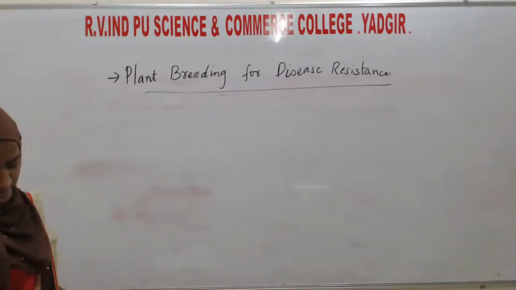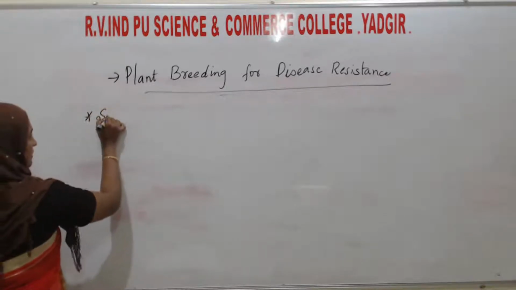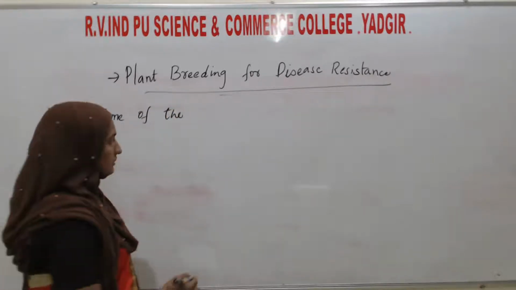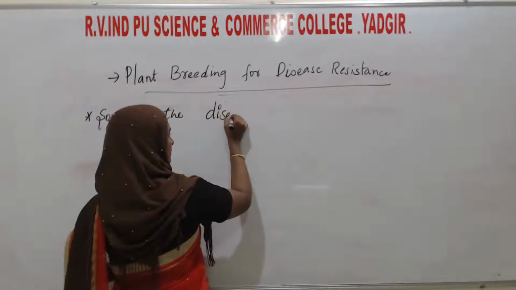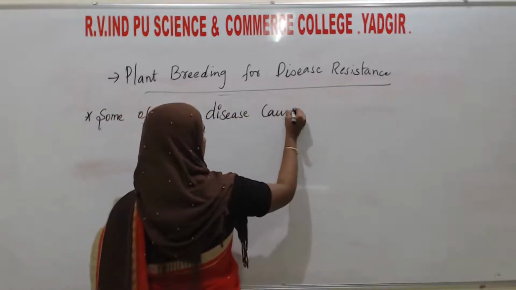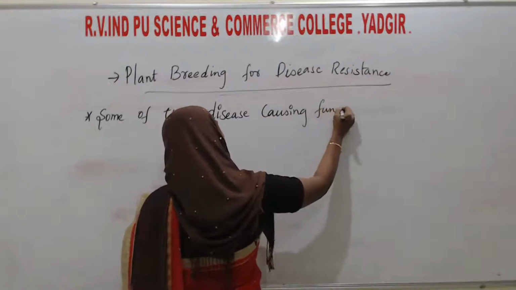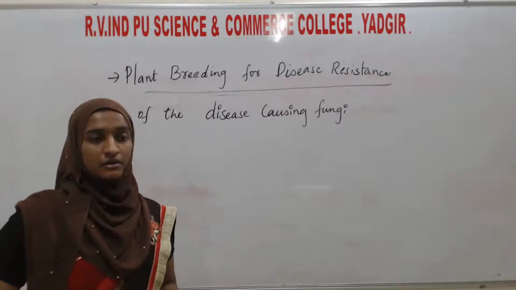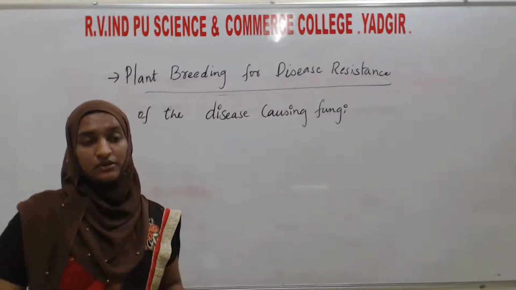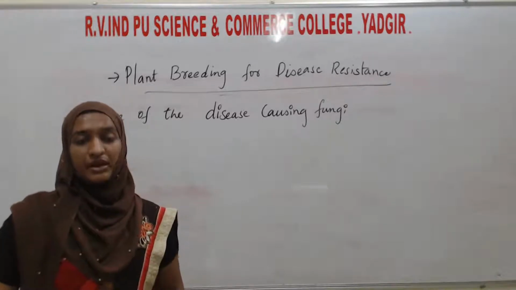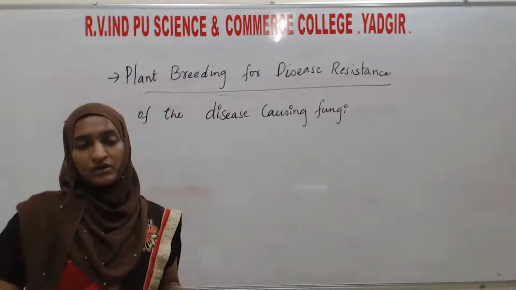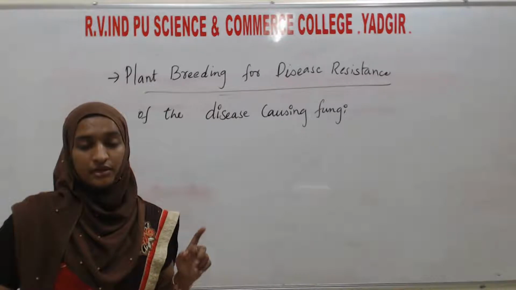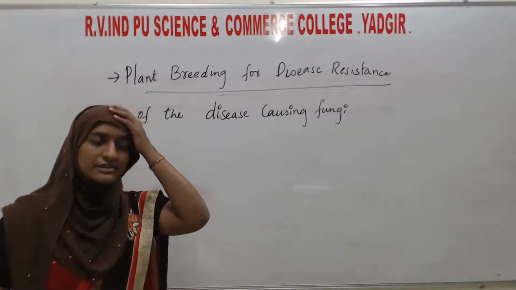Some of the disease causing fungi in the plants. And what are those? I told you there are certain specific agents or pathogens which are going to cause the diseases in the plants. Among them, one thing is the fungi. There are some fungi which are going to cause the fungal infection or the fungal diseases in the plants.